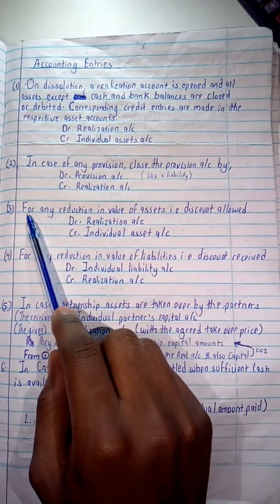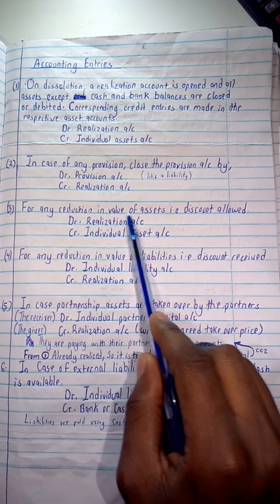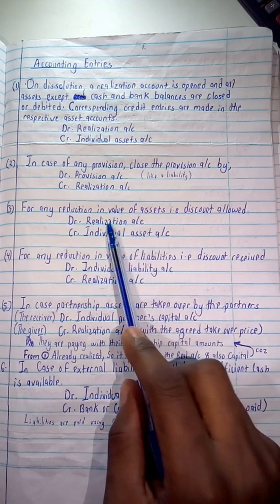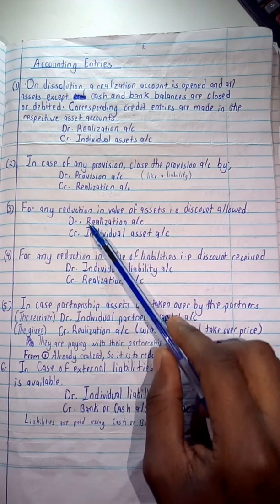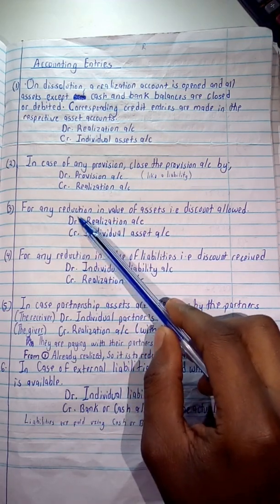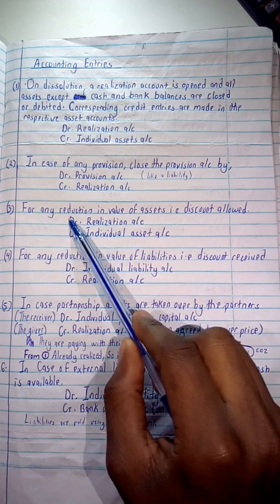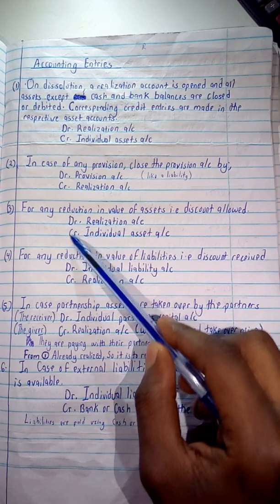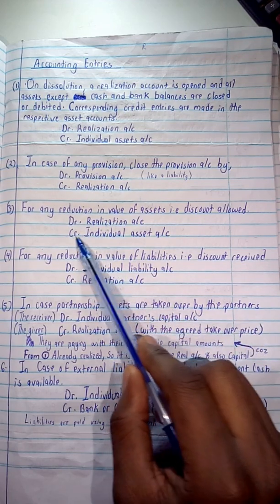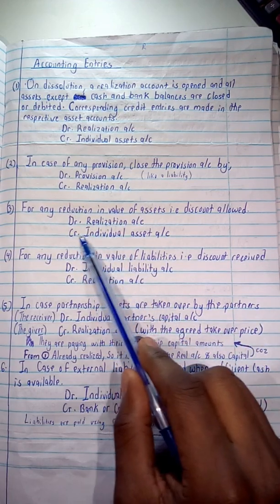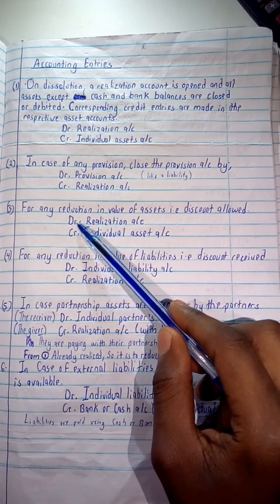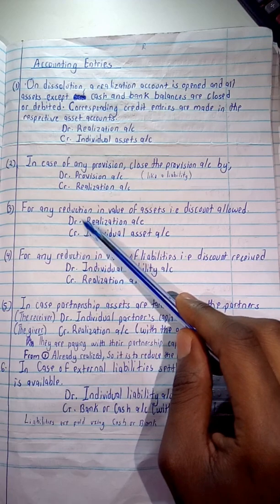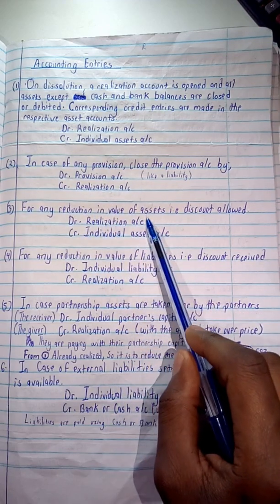Then again, for any reduction in the value of assets, for example, discount allowed. Remember, once I want to reduce an asset, an asset has a normal debit balance. So when it has a normal debit balance, if I want to reduce it, I'm going to pass a credit. I'm going to come to the credit side and say individual asset account, and then I debit the realization account.